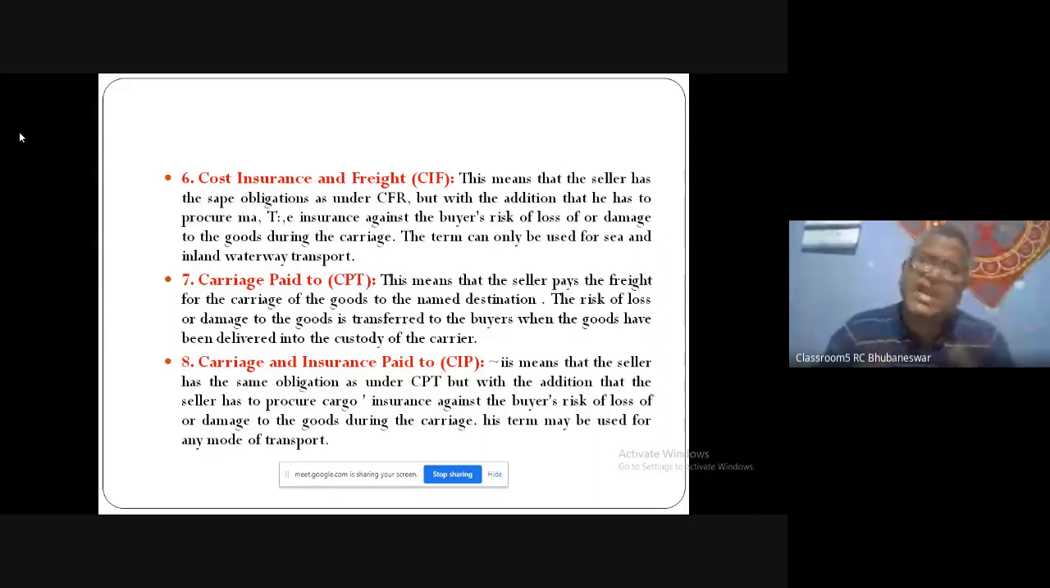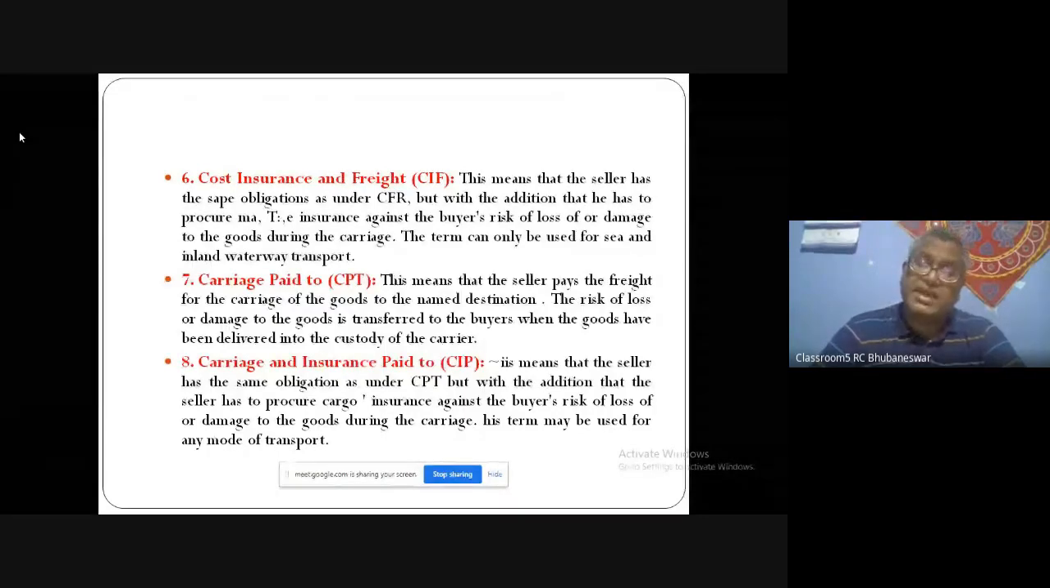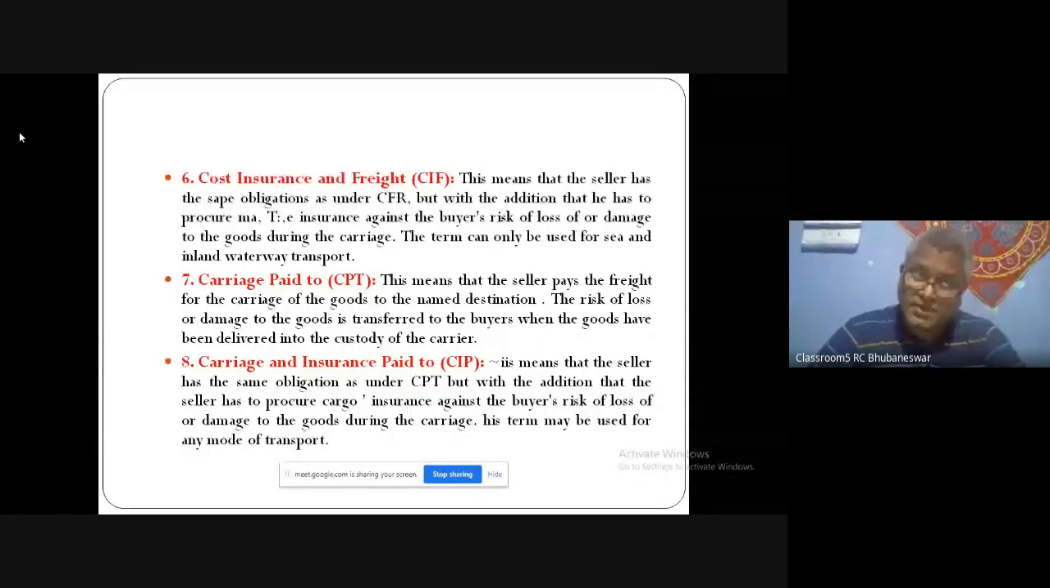Carriage paid to means the seller has to pay for the goods being transferred to the named destination, and the goods are delivered into the custody of the carrier. Custody means that any loss that arises is then in the custody of the carrier. Another one is carriage and insurance.